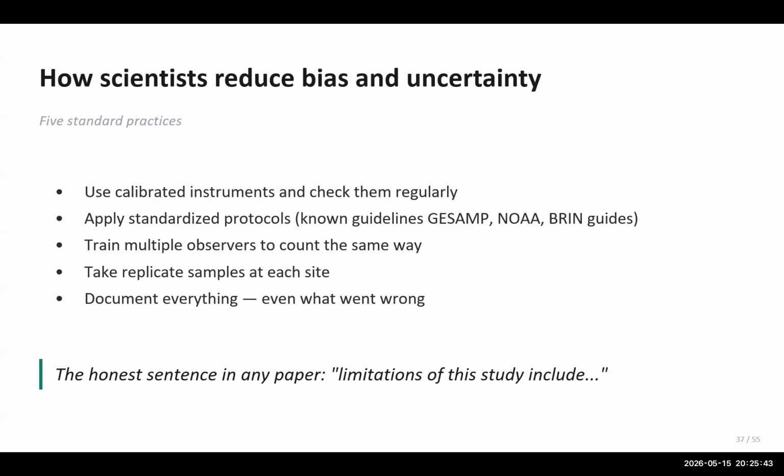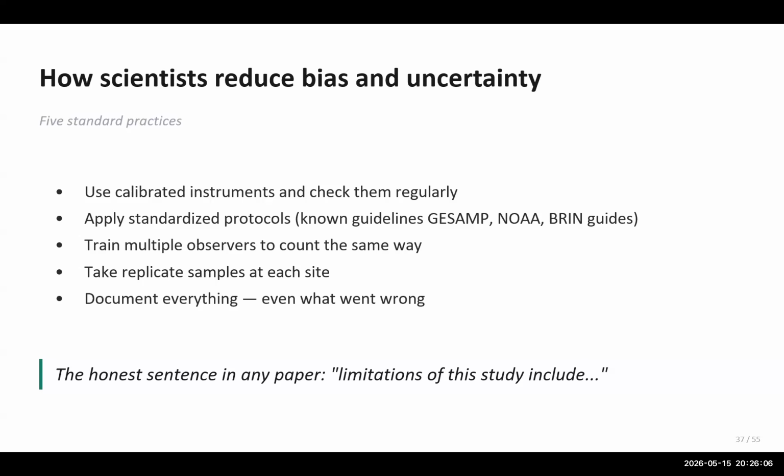Another thing to consider is to train multiple observers to count the same way. Because if not, we will have the observer bias, remember? So if people are trained and try to measure in the same way or almost the same way, you will reduce this bias.